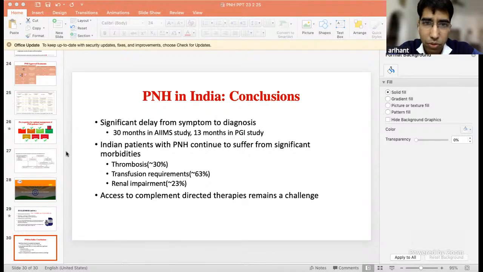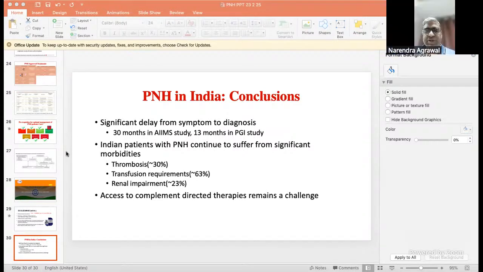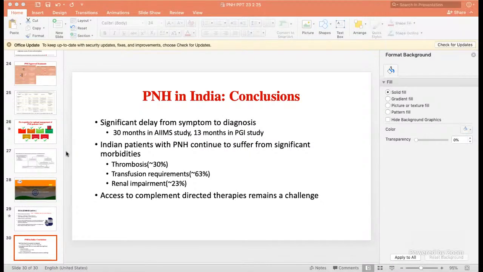I personally don't use the maintenance dose. I do use a short-term steroid for, say, a week or two, and then I want to get rid of steroids for most of my patients. Yeah, that's a fairly good idea to use it for short term and taper it off. Thank you very much. Thank you.